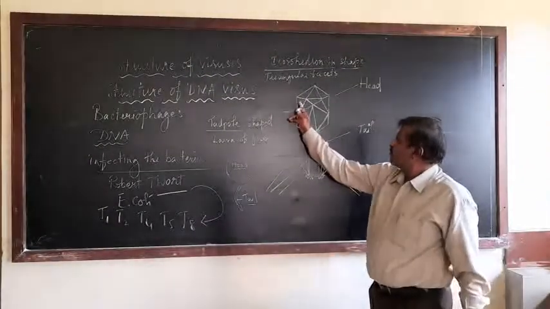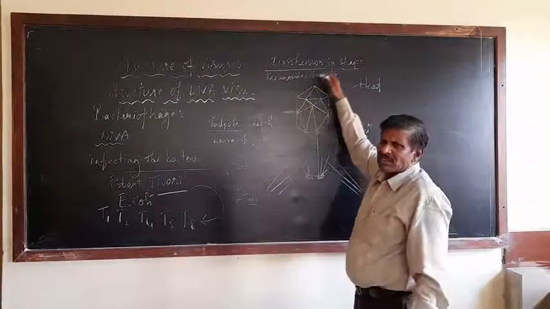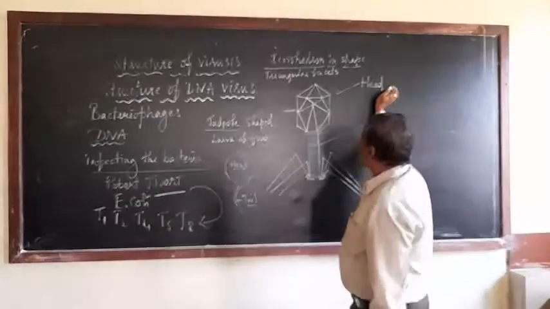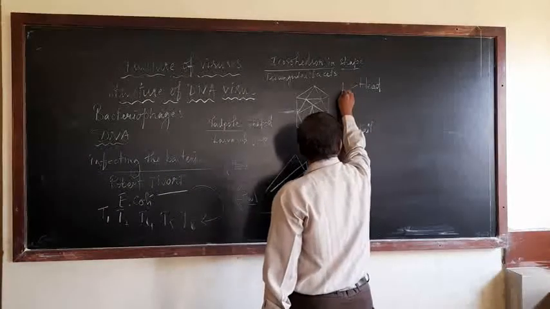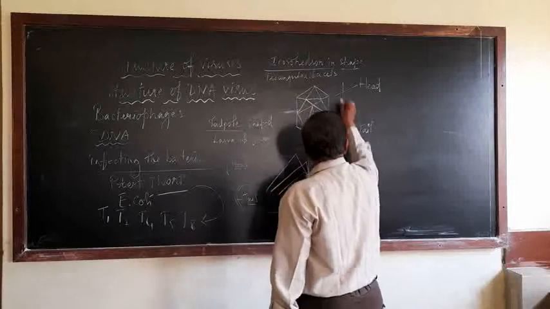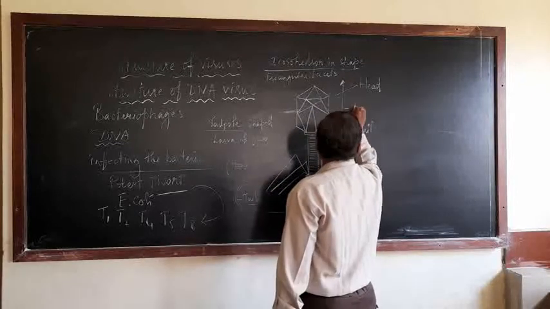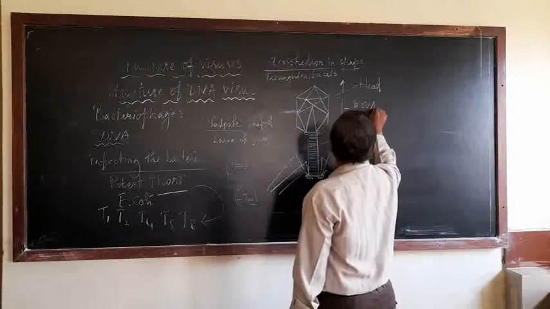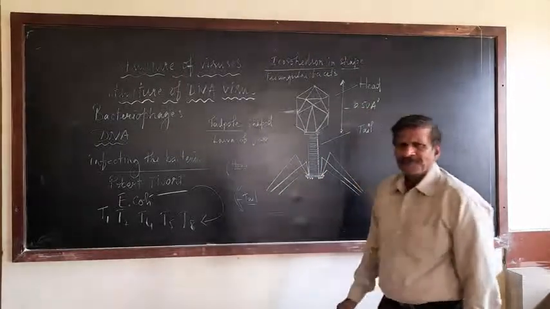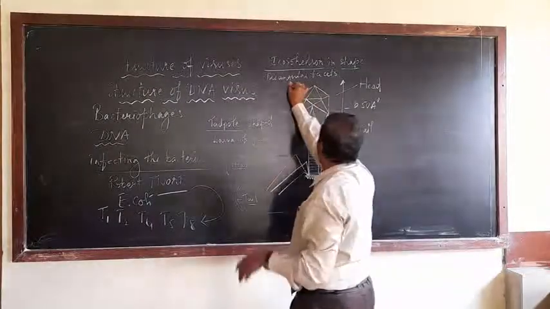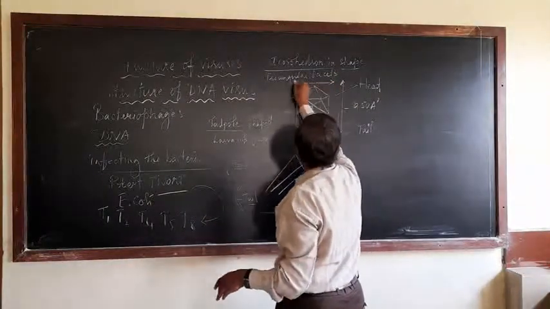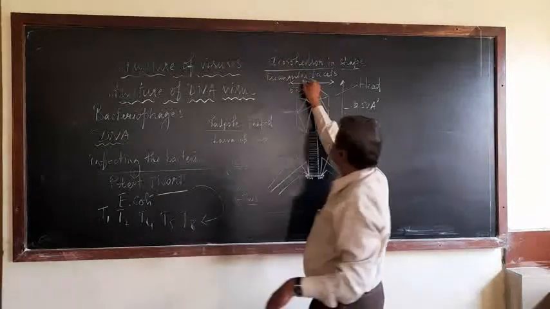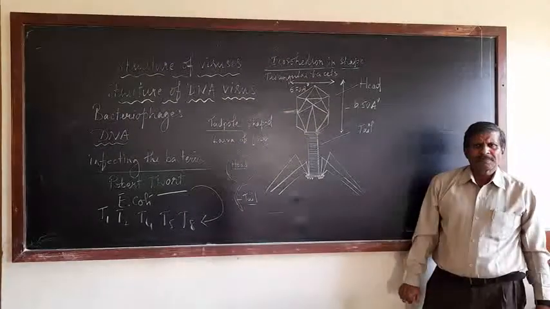These are the triangular shaped facets that one gets. With regard to the length of the head, the head is about 950 angstrom in length, whereas the width of the head is around 650 angstrom. Okay.